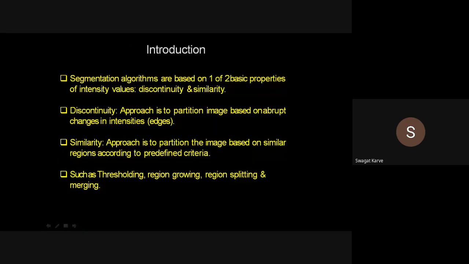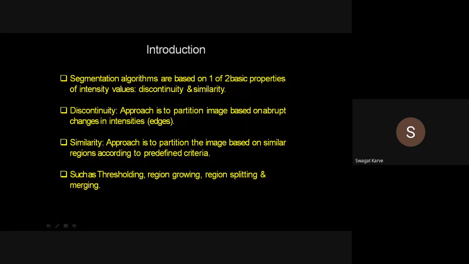So what are these properties, discontinuity and similarity? First is discontinuity. What do you mean by discontinuity? The approach is to partition the image based on abrupt changes in intensities. Discontinuity means whenever in an image there is an abrupt change in intensity, that means there is some discontinuity, right?